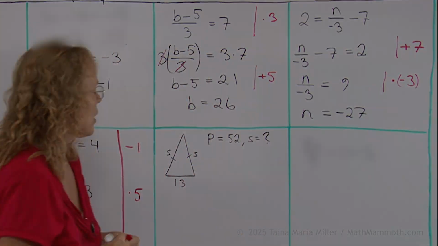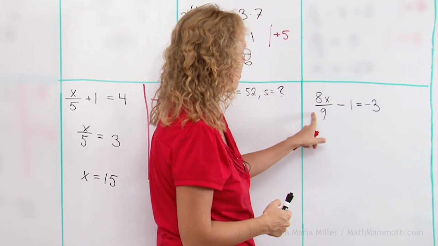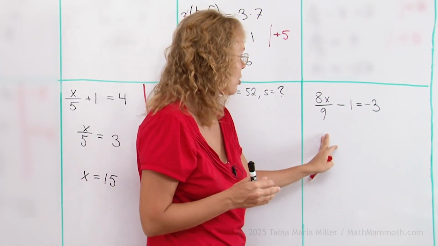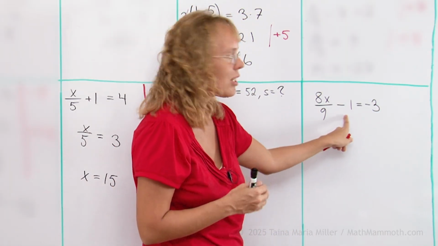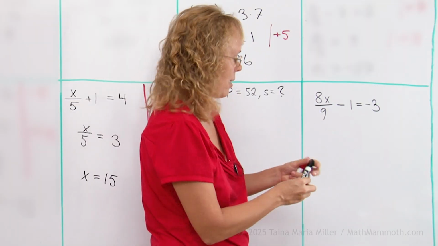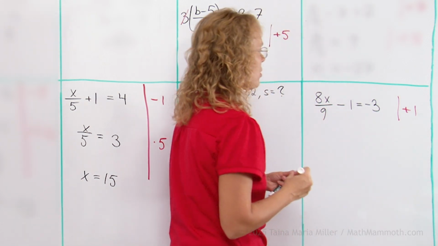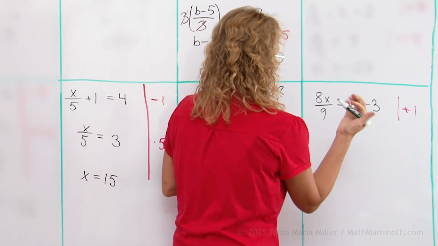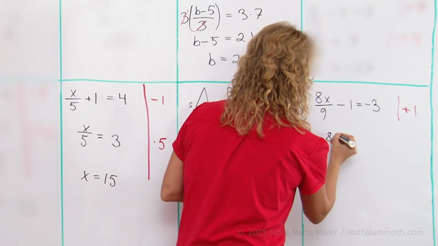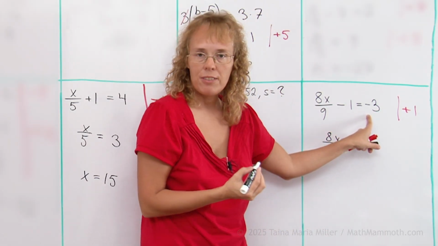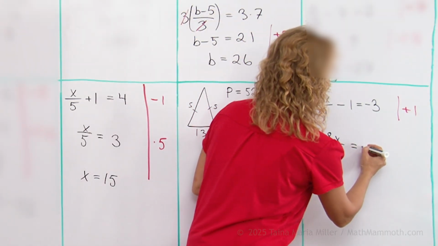All solved. Here, 8x over 9 minus 1 equals negative 3. I want to have the x term alone here, so I'll first get rid of this negative 1, or subtract 1. 1 is subtracted, so I'll add 1 to both sides. And then I'll get 8x over 9 here alone. Over here, negative 3 plus 1 would be negative 2.